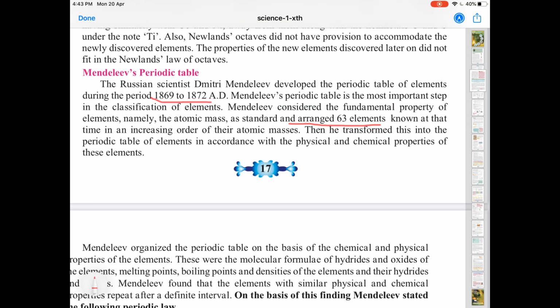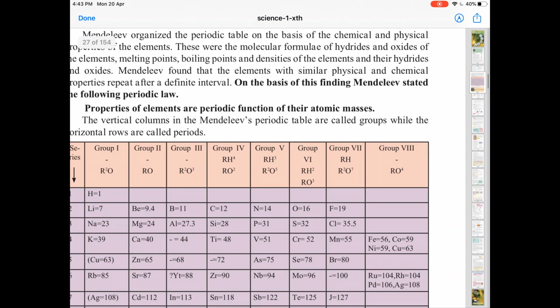He studied the properties of these elements, he studied the properties of the compounds, and he tried to understand the relation between the properties and the atomic masses. And finally, he came to certain conclusions. He summed up these conclusions in the form of a law which is called the Mendeleev's periodic law.